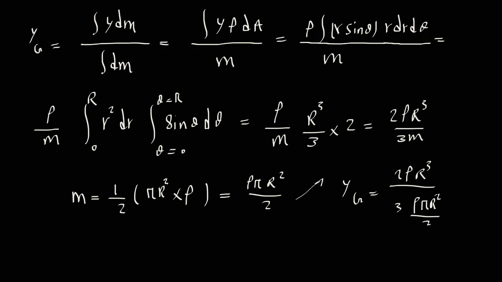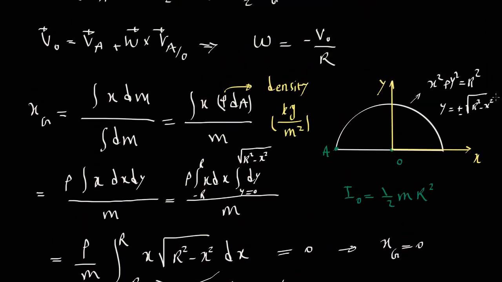So here we can cancel out the rho's here, and also r squared with 2 of these powers. So we are left with 4r over 3 pi. So this would be 4r over 3 pi. So basically the center of mass for a half circle would be somewhere here, and that distance from the center here would be, let's use another color here.